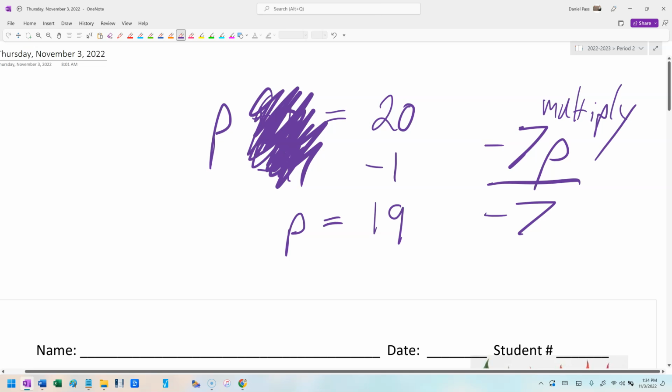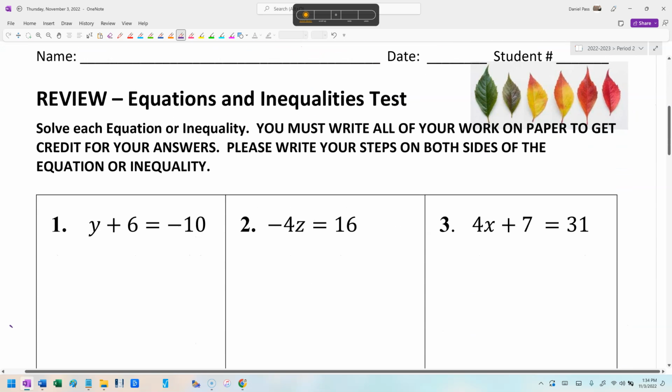And then we learned our rule for changing our inequalities if you multiply or divide by a negative. So that's pretty much it, except for graphing.